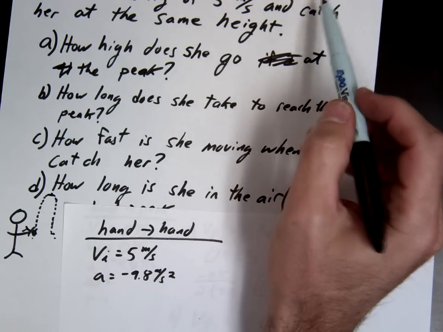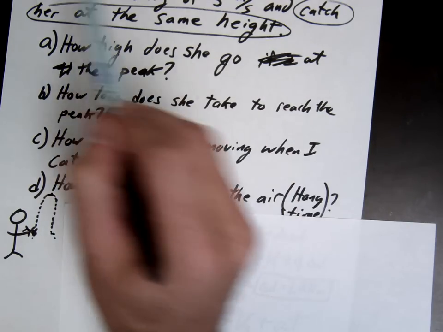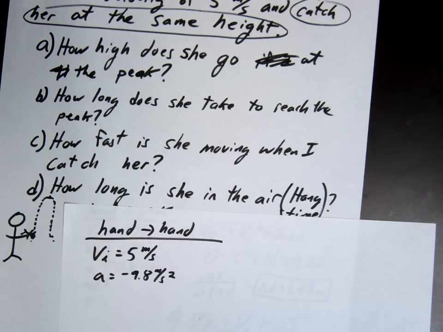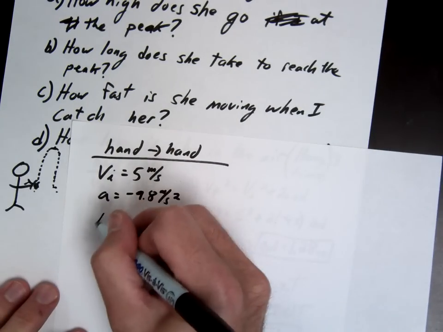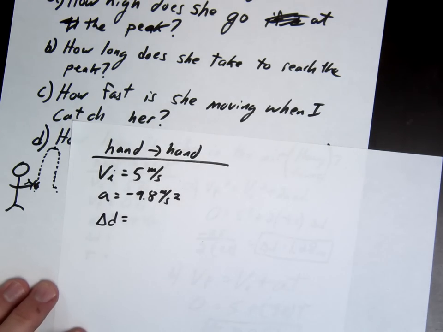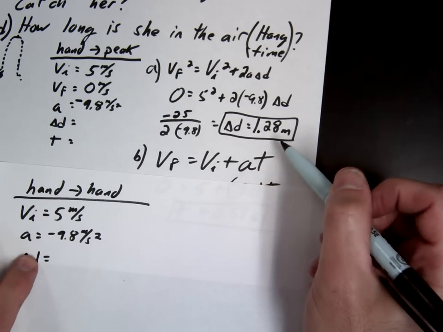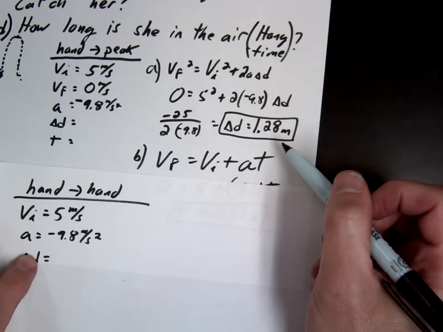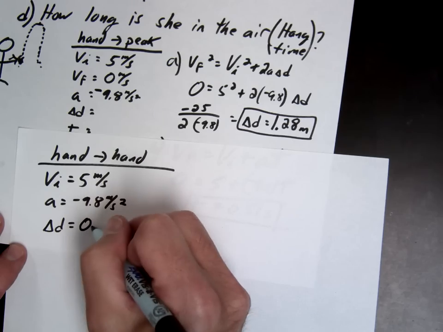Key phrase is this: catch her at the same height. What does that mean? Displacement is what? That's a great point. Is displacement 1.28 times 2? Is it 2.56? No. Okay, the distance is 2.56. What is the displacement? 0. Good. Why is the displacement 0?